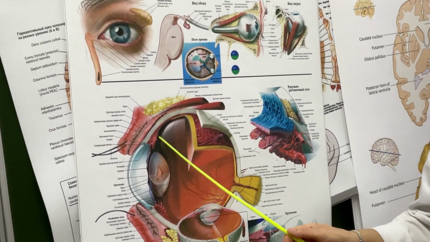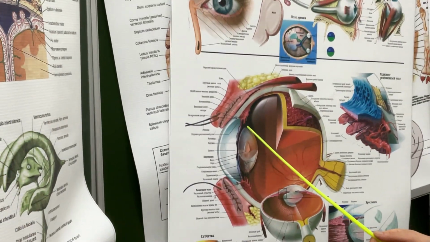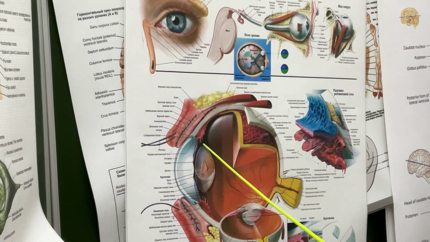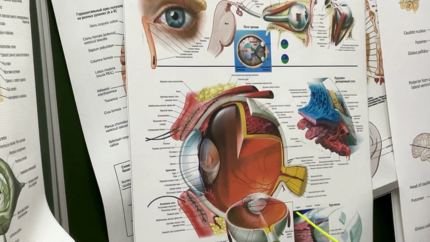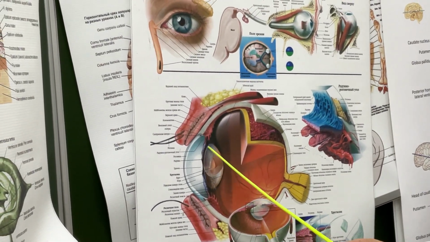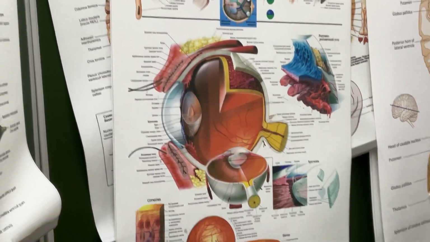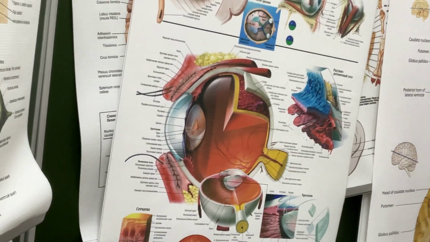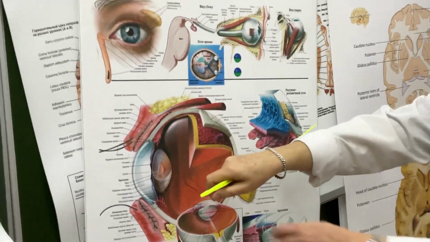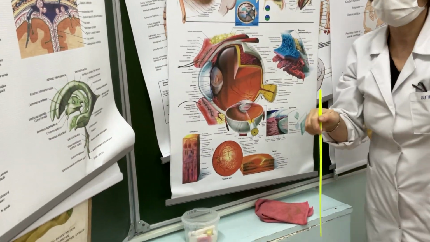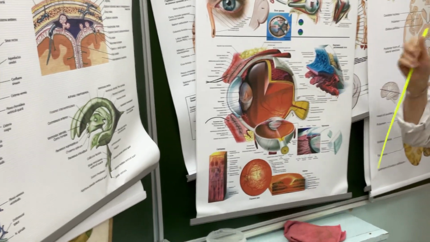So this way, the suspensory ligament of the lens will be relaxed, and due to this, the capsule of the lens is relaxed and it becomes thicker. The curvature is increased, so therefore it allows us to see closer objects. When we need to look at something very far from us, then the radial fibers contract and pull the ciliary ligament like this, so therefore the lens becomes flattened.